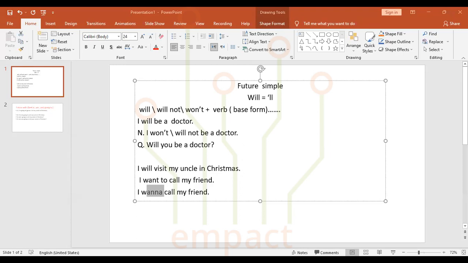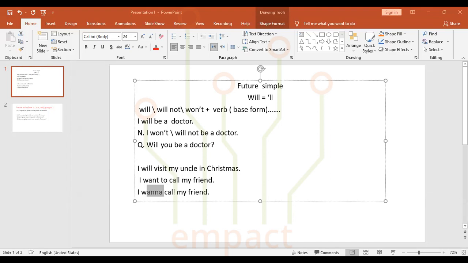The future one was the one we talked about using will and going to. Present simple and simple present are the same. For future simple, we use will or going to to express the future.